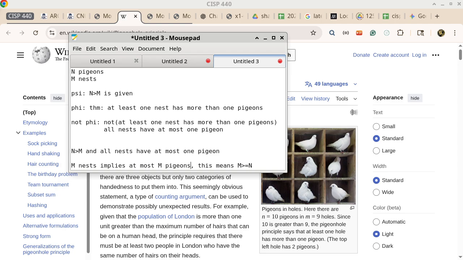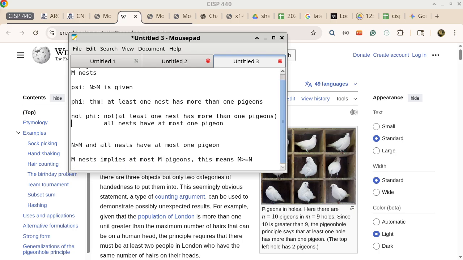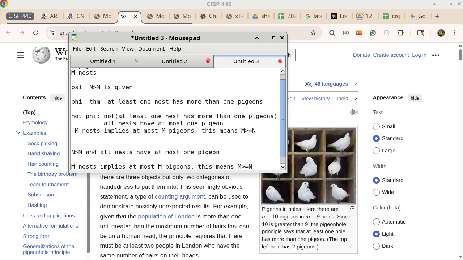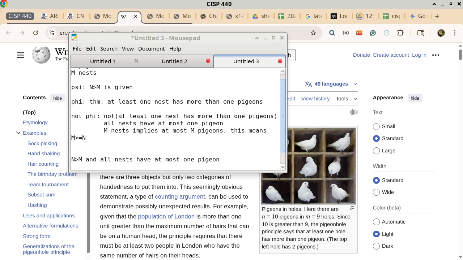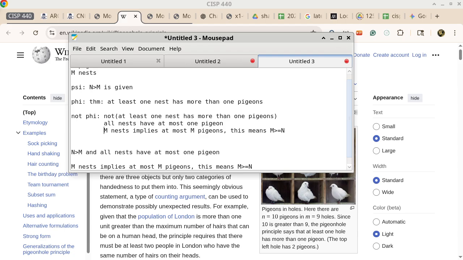Let me group this so that we know this is basically not phi. Not phi, using the symbols that we have defined, is going to look like this. The first thing we start off with is a negation of phi itself. Phi itself says at least one nest has more than one pigeon. To negate that, we have: it is not the case that at least one nest has more than one pigeon, but the better way to say it in English is all nests have at most one pigeon. Are we still okay with this?